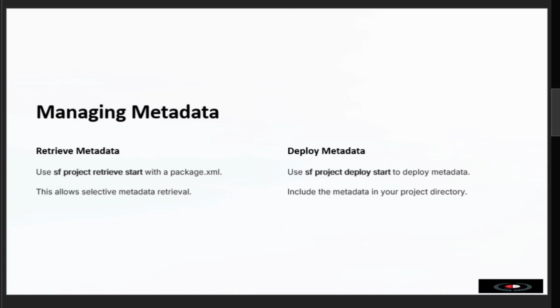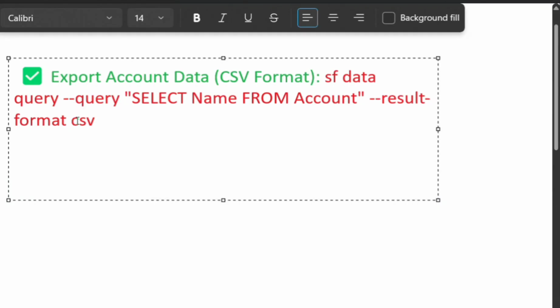Managing metadata, like retrieving or deploying the metadata, we can use VS Code as well. So sf project retrieve start from the package.xml, and then use sf deploy start, like that, to deploy the metadata as part of any XML or in the package version, whatever you want.